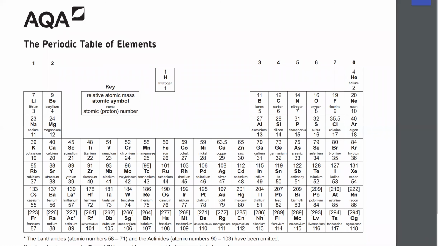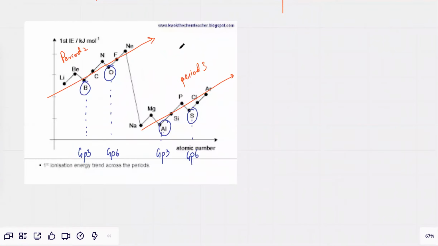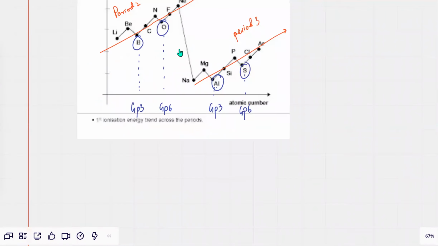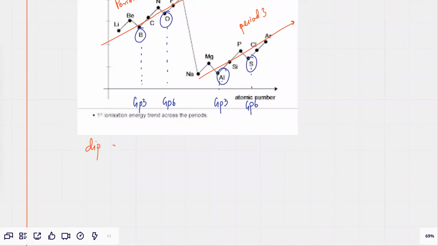We've already talked about why there's a general increase, right? Now we're going to talk about why there is a dip at group 3 and why there is a dip at group 6. So what went wrong at group 3? We're going to try and learn how to explain this.